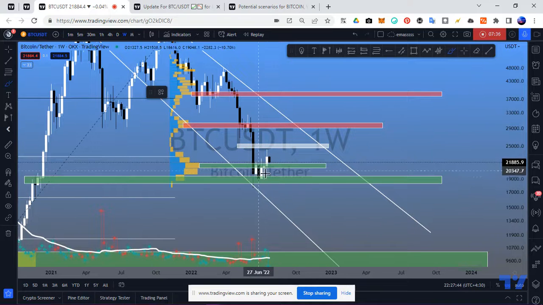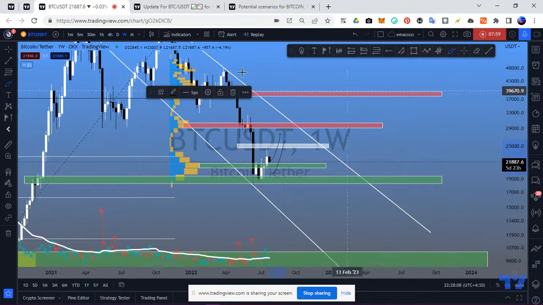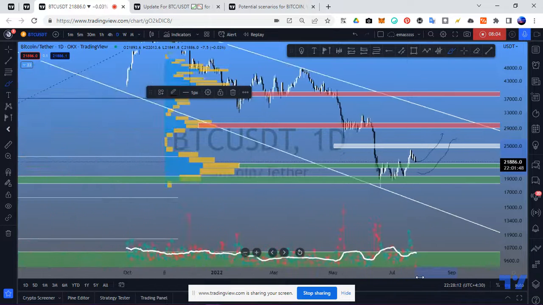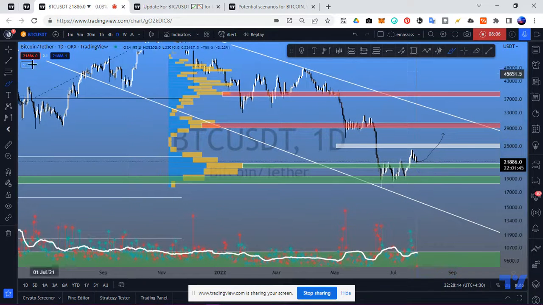as you can see in this setup, I can easily analyze Bitcoin. Bitcoin has already rejected from this important support, and it is already trading above this support, this smaller support zone, and it can have a rejection from here or maybe a lower support. If I change the time frame to the daily time frame, we can see it more clearly.